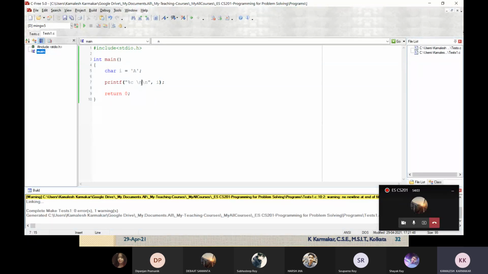Now I will show you a few more examples. Say i equals 10, say j equals 17. I will use %d. Can I write something like, if i is less than j? Is it possible? Can I write this type of logic?